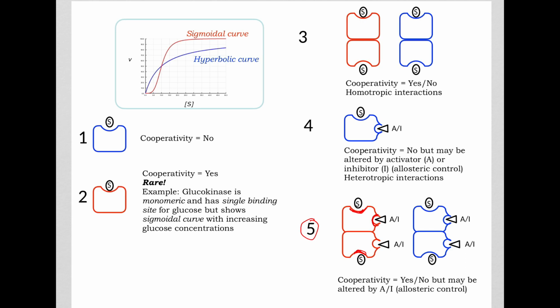So in this case, there may be cooperativity between the substrate molecules. In that case, you will see sigmoidal, or there may not be any cooperativity. In that case, you see hyperbolic. And once again, the presence of A and I will control or can affect the binding of the substrate to the enzyme, the allosteric control.